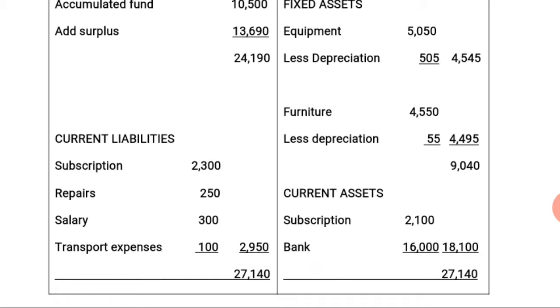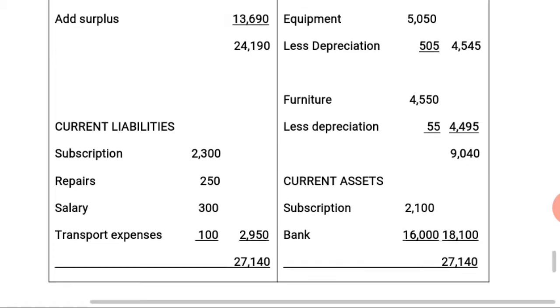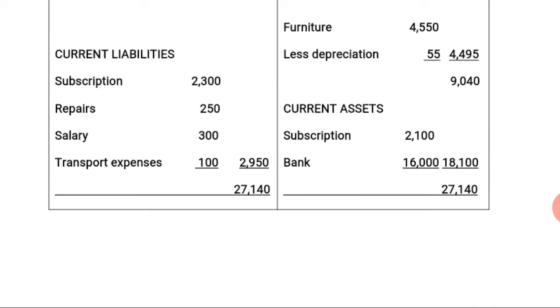So by adding the net book value of furniture to that of equipment, we have the net book value of our assets as 9,040 naira. The total value of our fixed assets now stood at 9,040 naira. From there, we have the current assets. What are the current assets that we have?